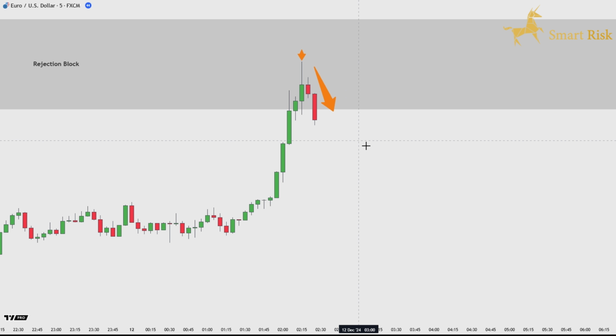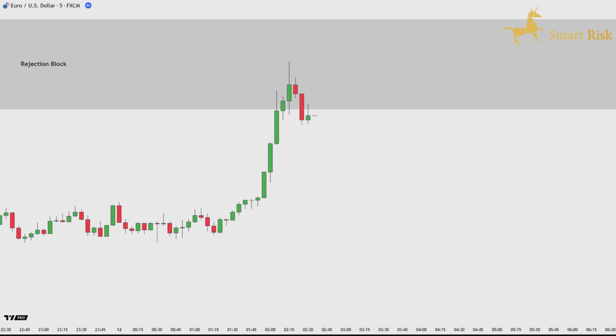The next step is to patiently wait for the price to form both a market structure shift and a 5-minute PD array, or an inverted fair value gap, before placing an entry. Let's see what happens next.